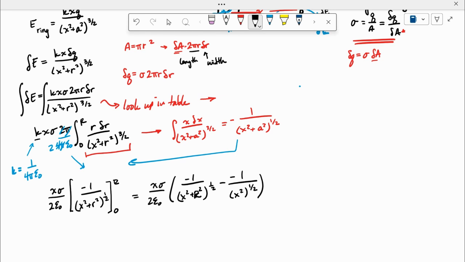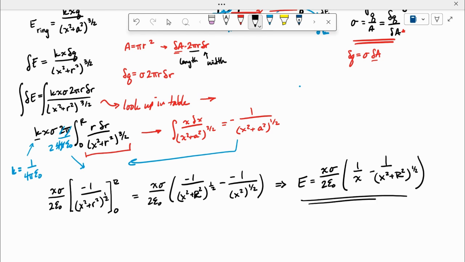So at the end of the day, my electric field at point E for a solid disk is equal to x times the charge density over 2 epsilon naught, because I did the whole k is equal to 1 over 4 pi epsilon naught, times 1 over x minus 1 over x squared plus r squared to the 1/2. Ta-da! So what's the big takeaway?